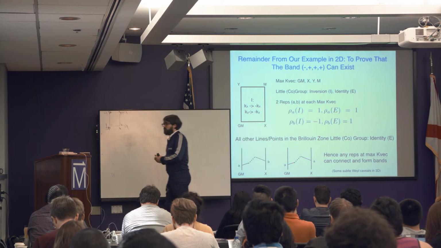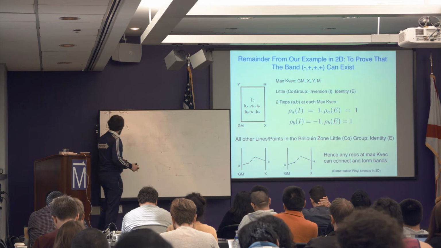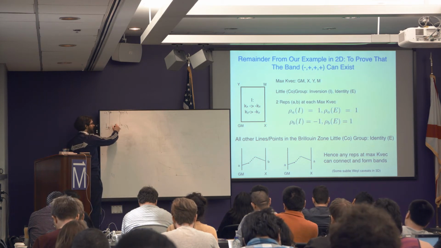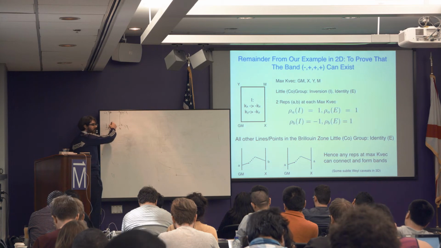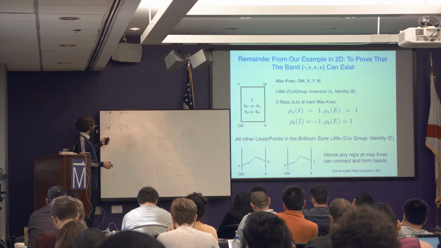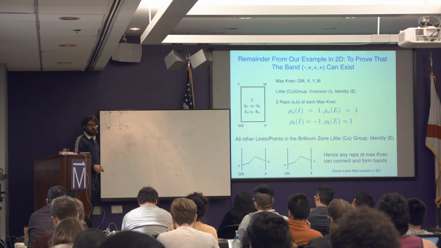And the only thing I need to check, actually, is whether if I go on a path connecting these points in momentum space, so this guy with this guy, this guy with this guy with this guy, there's an obstruction to connecting a B representation to an A representation. Okay?